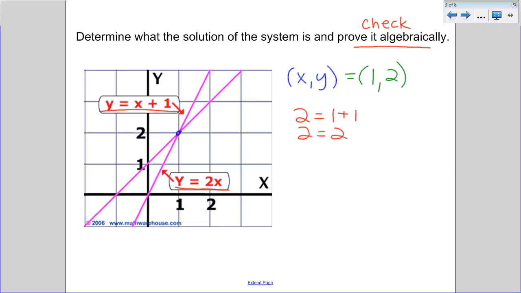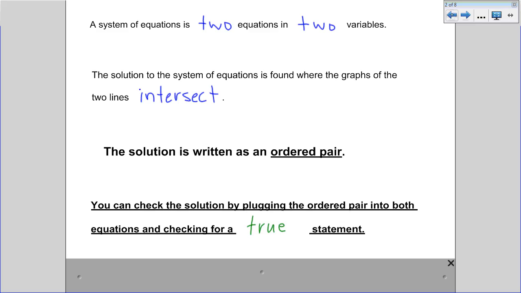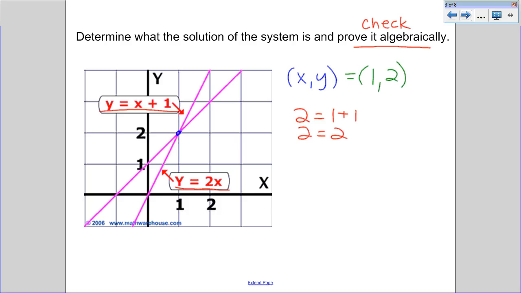When I simplify, I get 2 equals 2. Is that a true statement? Yeah. Remember what we said, ladies and gentlemen. We're looking for an ordered pair to make both equations true. So we got it to make the first equation true. I need to check it in the second equation.